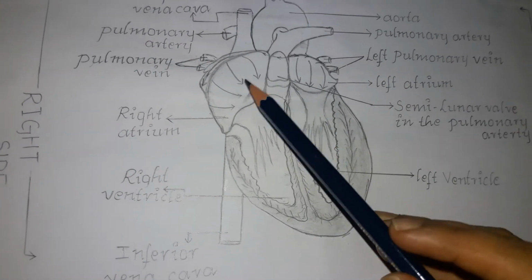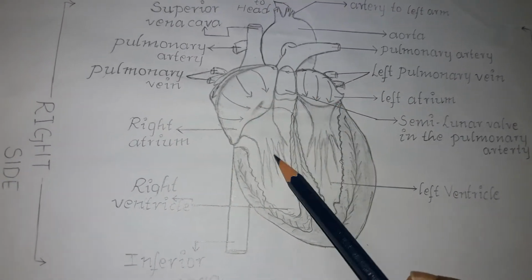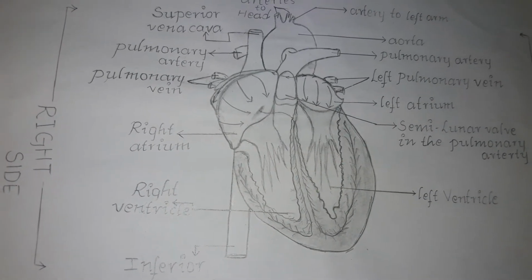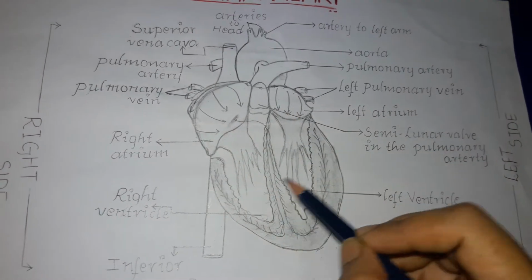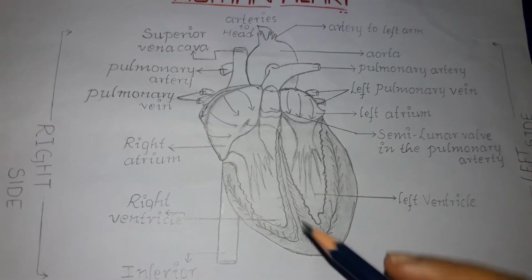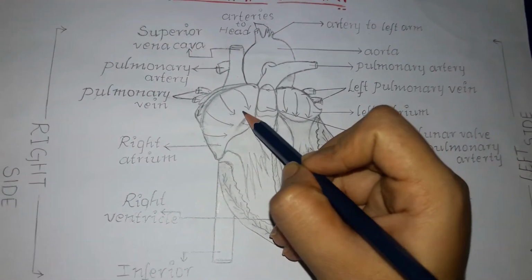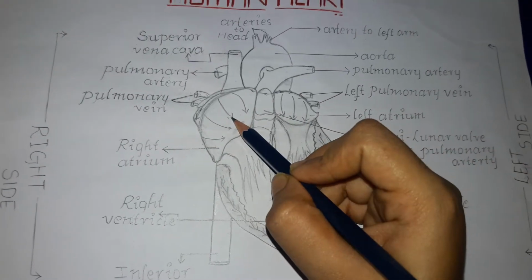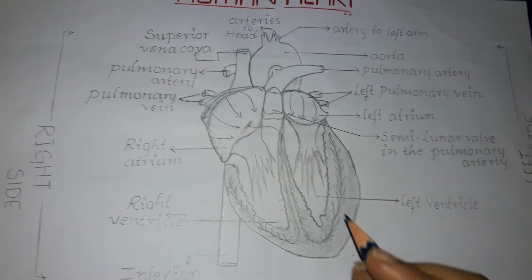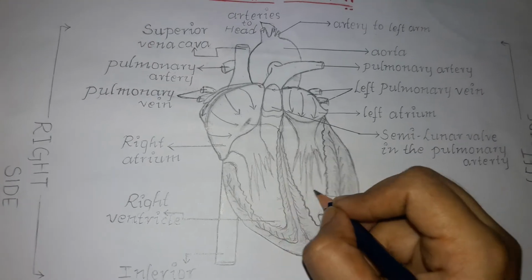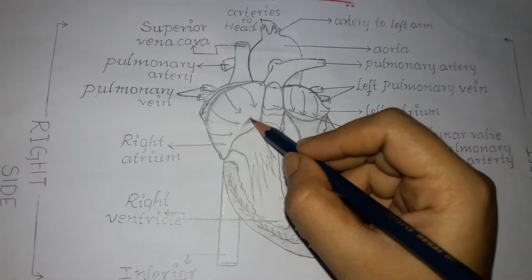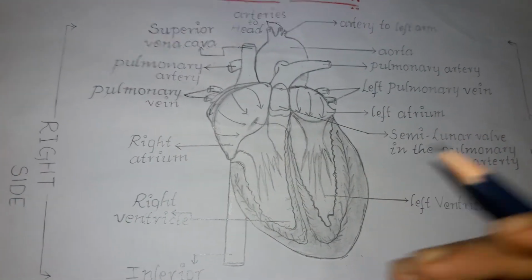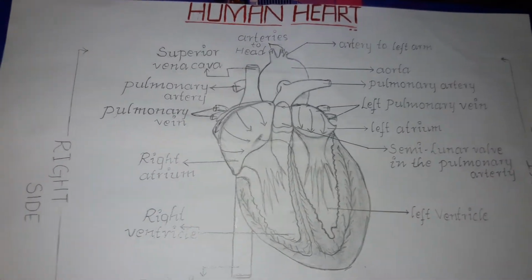The heart has 4 chambers. You can see here 1 2 3 4, and we can also call them grooves because the heart is divided into 4 parts. The two upper parts are called atria. See here, atria. And the two lower parts are called ventricles. Atria we can also call auricles, otherwise you can say atria.